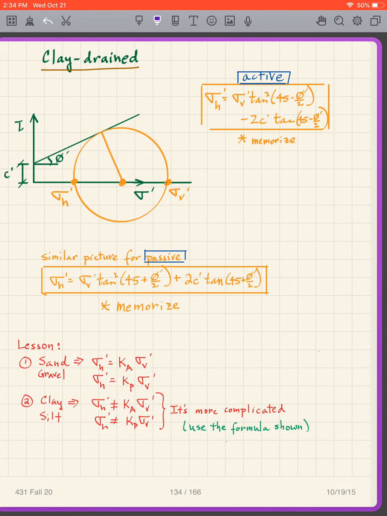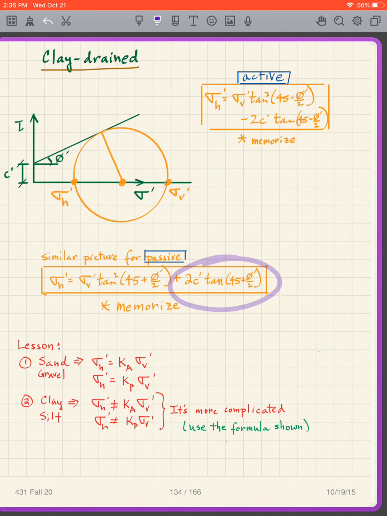All right, so what is my lesson here? My lesson is that when I have sand and gravel, my sigma h prime is very simple: Ka sigma v prime in the active, Kp sigma v prime for the passive. So that fits exactly what we've always done. Now we're making it a little more complicated because I can't do this for clay and silt. I cannot do this simply. We have a big does-not-equal sign here. It's more complicated, but not much more complicated.